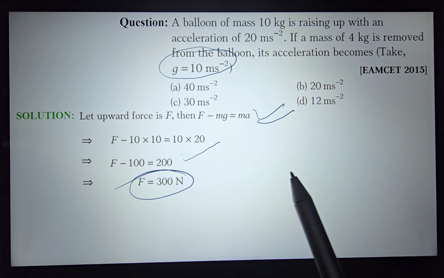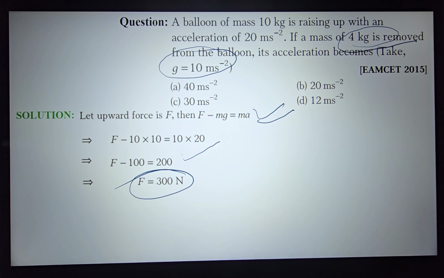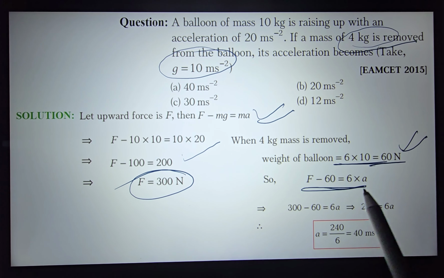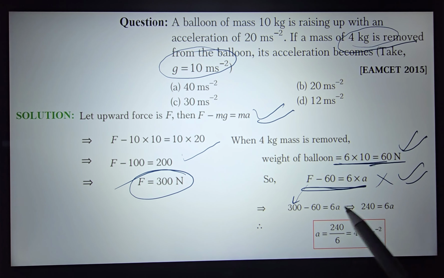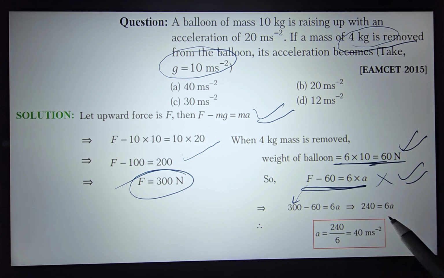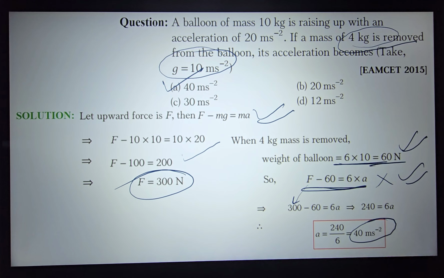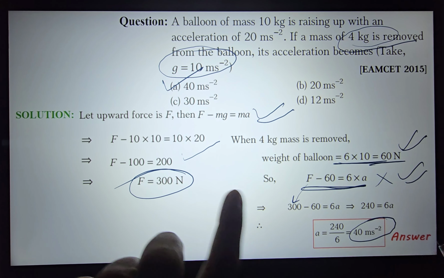The second part is, if 4 kg is removed, then what is the weight of the balloon? When 4 kg is removed, the weight of the balloon would be 6 into 10, meaning 60 Newton. So F minus 60 is equal to 6 into a, again Newton's law equation. Putting F as 300 and 60, 300 minus 60 is 6 into a, meaning 240 is equal to 6a, or finally a comes out to be 40 meter per second square. So the answer is option A. This is the final solution for this particular question. Now see the next problem.